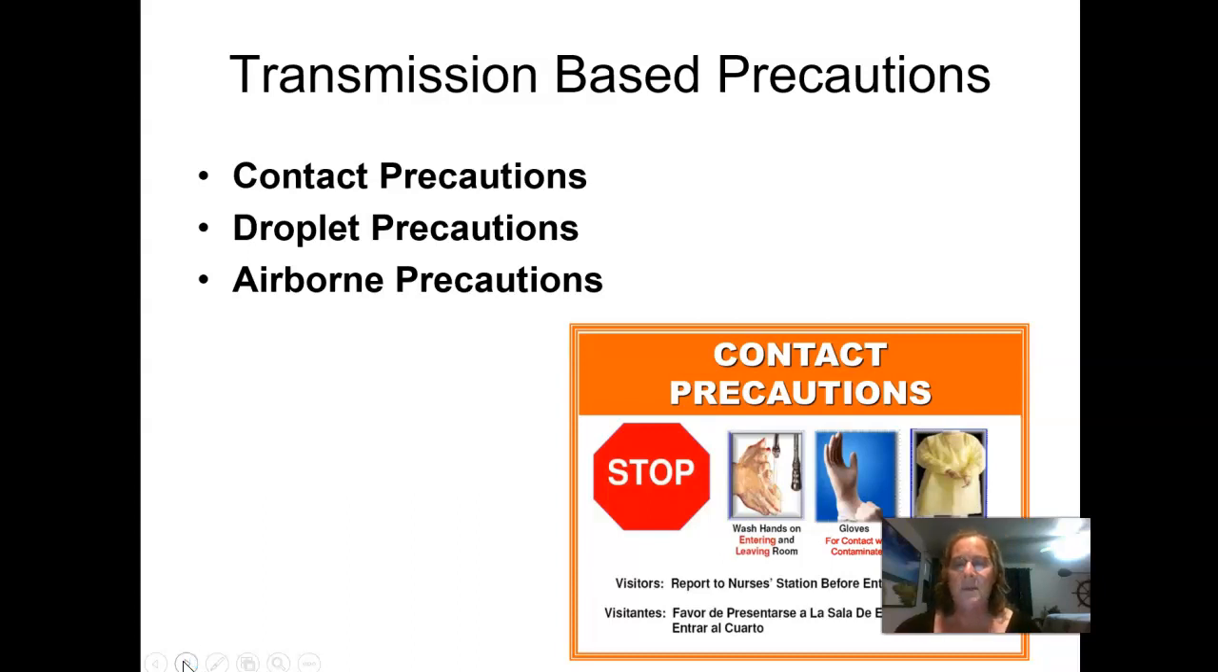So one thing I will mention is when you get report in the morning, and we give you your patient assignment and we don't tell you that the patient is on isolation, and you get to the patient room and you see a sign on the door that says stop, please report to the nurse's station before entering, and it'll say hand washing on entering and leaving, gloves and gown if there's contact with patient or potentially contaminated surfaces. Please come back and talk to your clinical instructor or talk to the nurse and just find out why they're on isolation, so you know exactly what's going on and what you need to do to keep yourself safe.